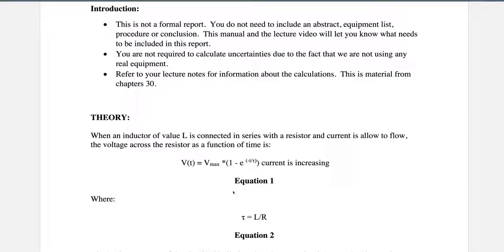In the theory, we have an inductor that has a value L. L is the inductance, and it is measured in henries. When it is connected in series with a resistor, the current will flow, and the voltage across the resistor as a function of time is V(t) = V maximum times (1 minus e to the minus t divided by tau). We will see that the current is going to increase.